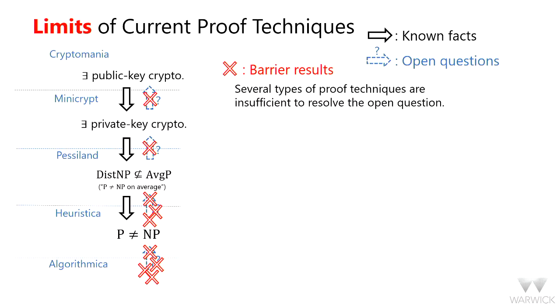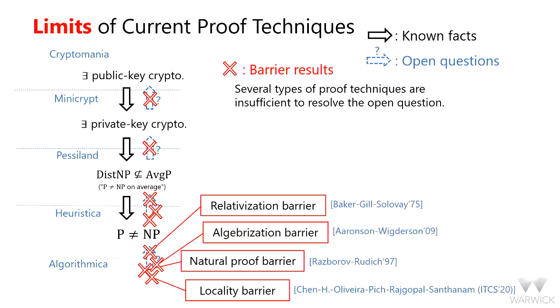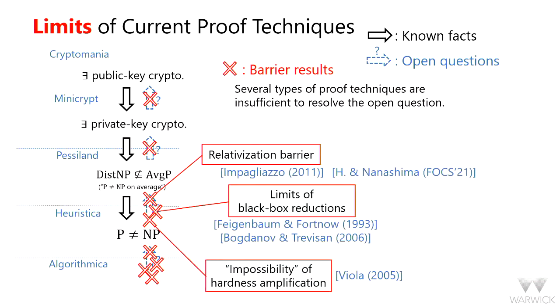Okay, so this is a very fundamental open question, and we have a quite good understanding of why it's difficult to resolve. This cross mark means a barrier result, which says that several types of proof techniques are not sufficient to resolve this open question. For example, in order to resolve P versus NP, we need to come up with proof techniques that are not subject to the relativization barrier, the algebrization barrier, the natural proofs barrier, and so forth. So it's important to develop new proof techniques.